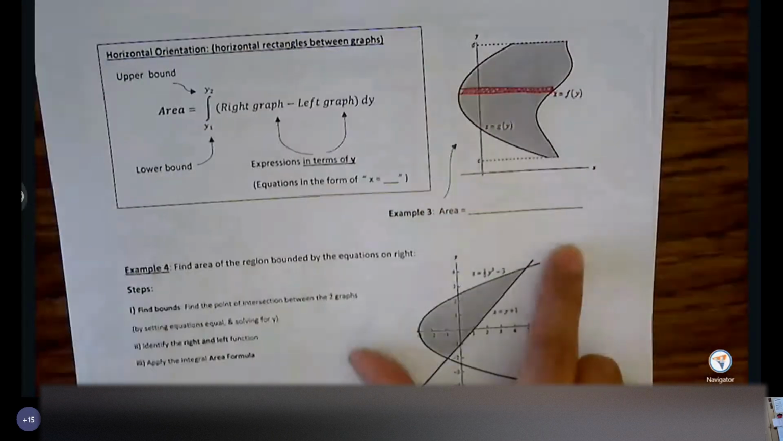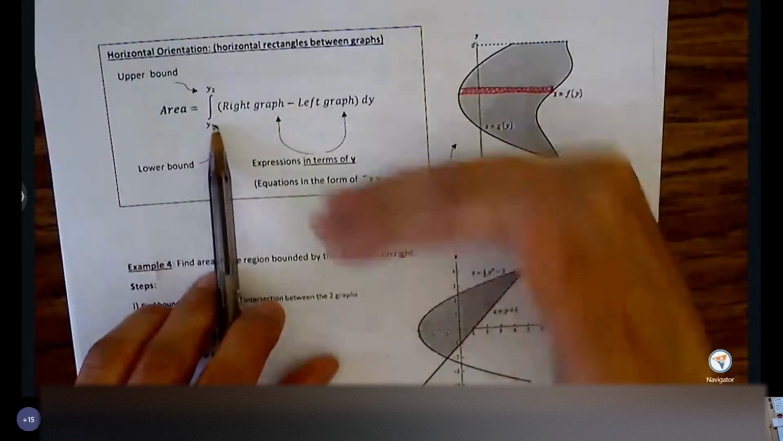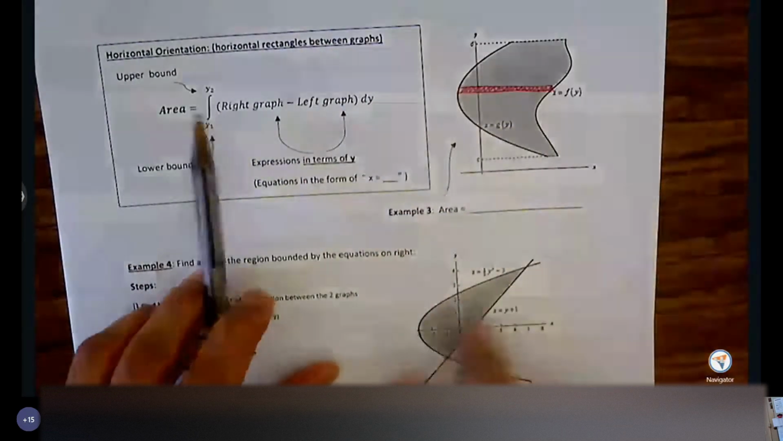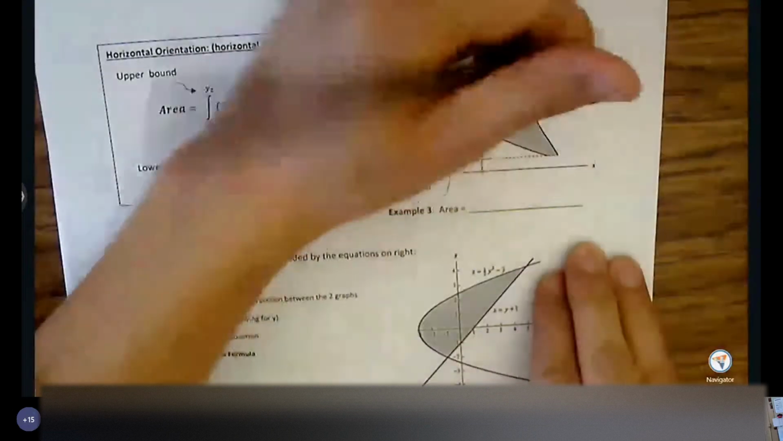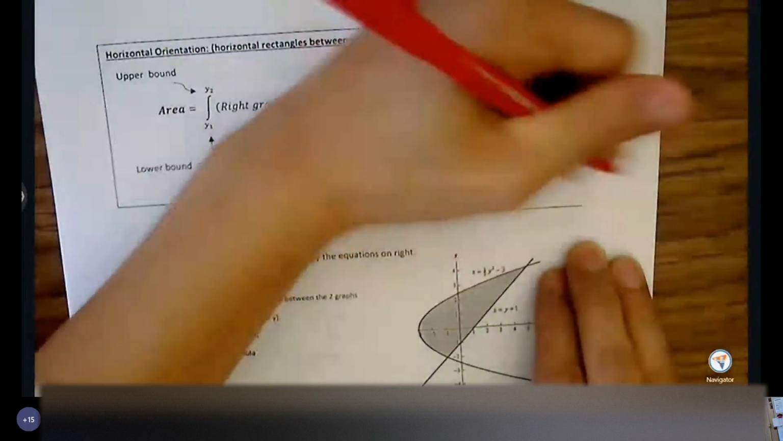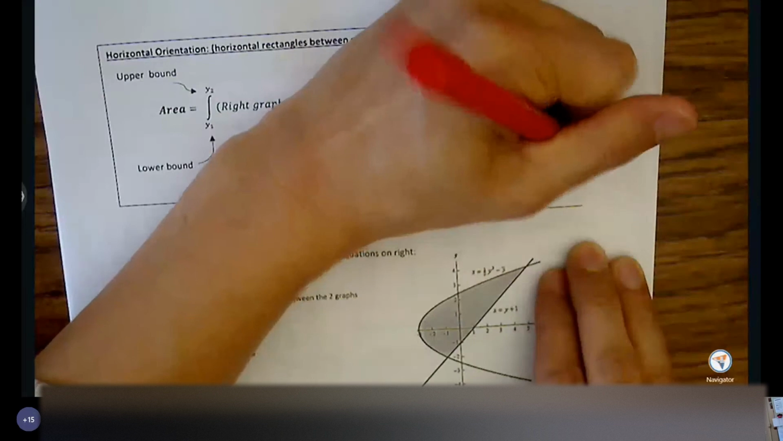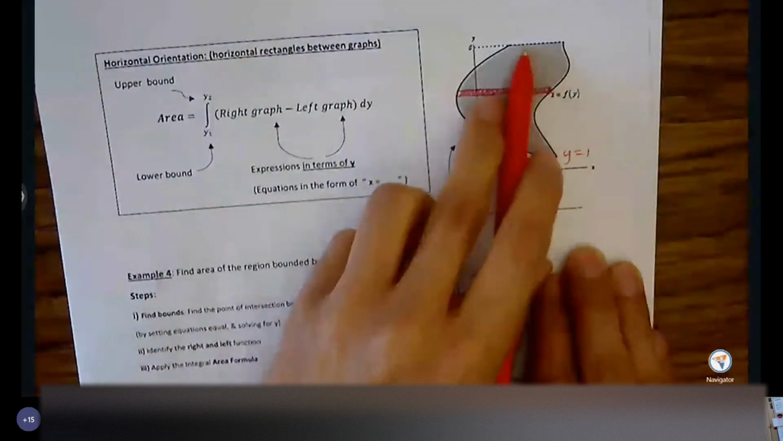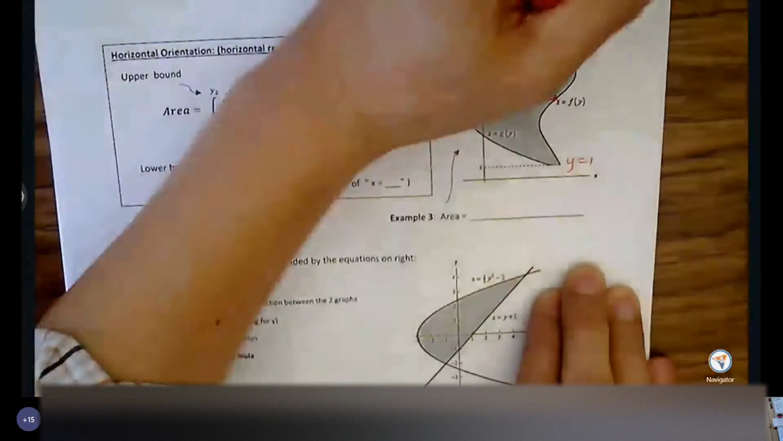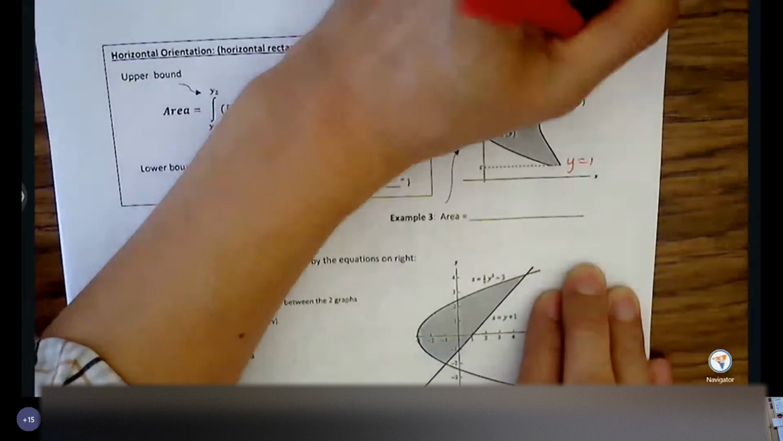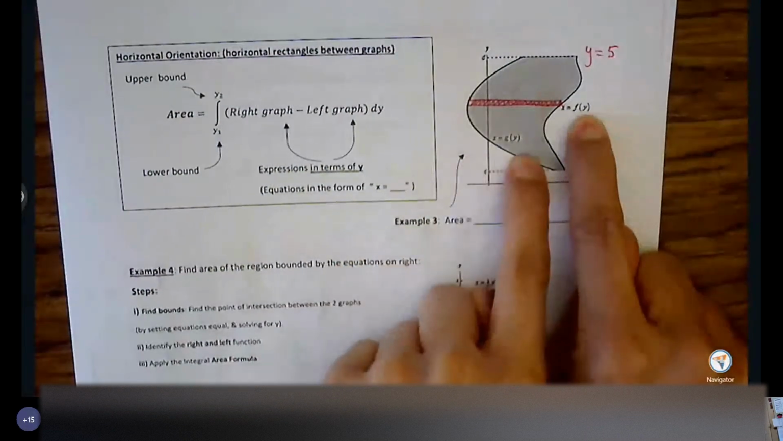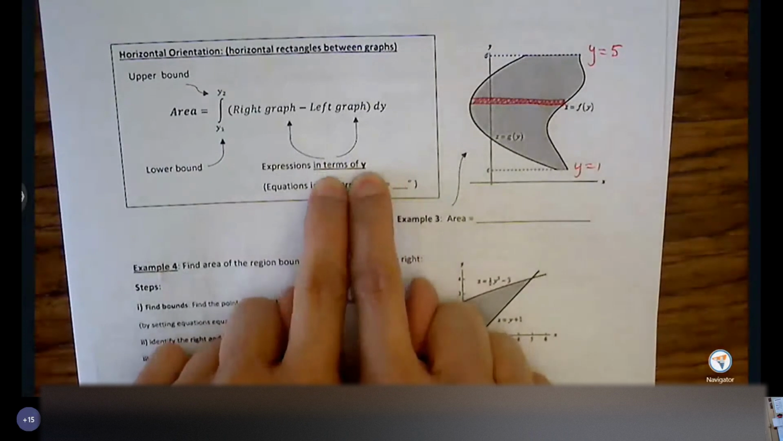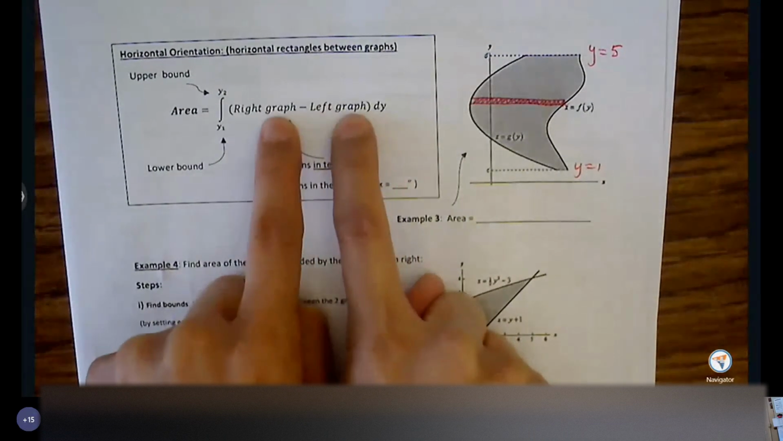So that's where the bounds come in. The bounds tell us how low to start and how high to end up. So we go from y1 to y2. These are all y values. For our example, let's say this c value is y equals 1, and this d value is y equals 5. Notice everything is in terms of y. Our equations are also in terms of y. Notice that the expressions we're using will be in terms of y.